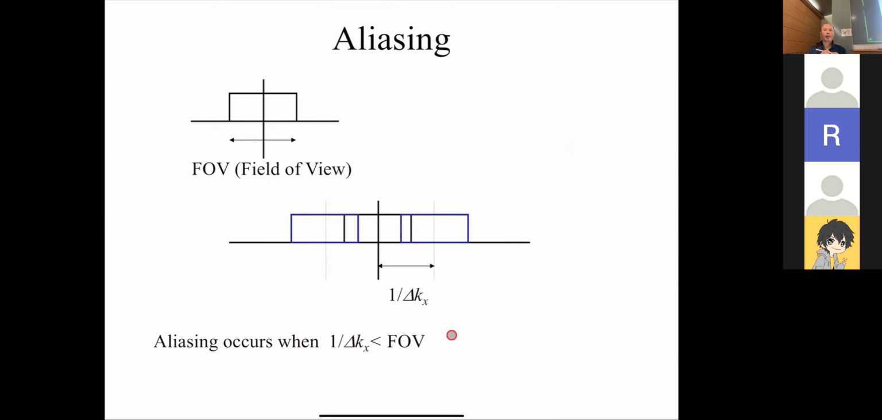A couple of lectures from now, we're going to show how we can allow things to alias and undo the aliasing with special tricks. But for now, for your homework, this is the design rule you want to go after.